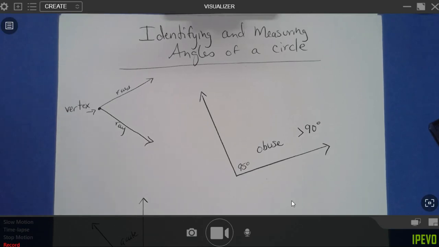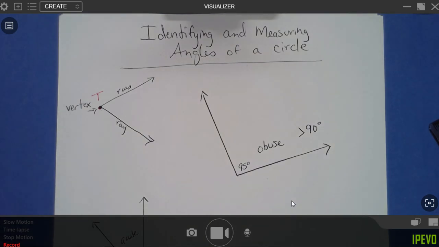So we need to talk about identifying or naming angles. And when you're identifying or naming angles, it's really important that you name them the proper way. And there's lots of different ways to name angles. So sometimes you'll see that they just name it like this is angle T. And that's fine if you have a single angle by itself. You can name it angle T.